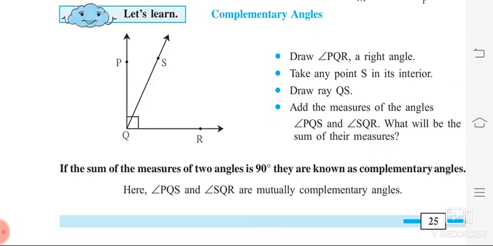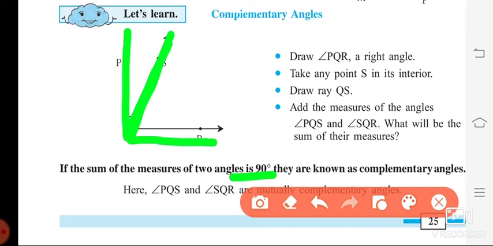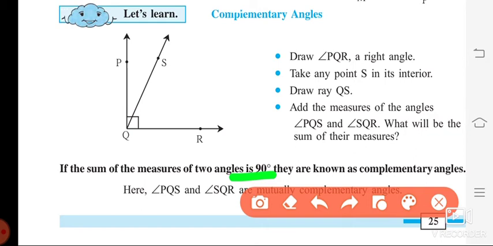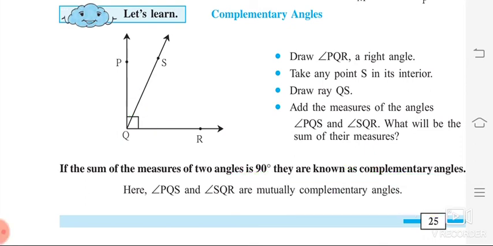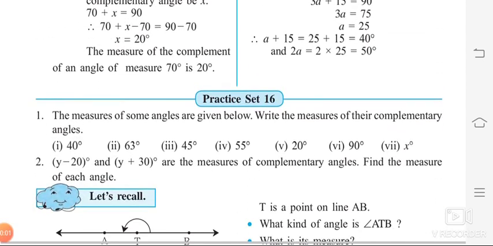Later on we learned about complementary angles. If the sum of the measures of two angles is 90 degrees, then they are known as complementary angles. You can see here this is PQS and SQR. These two angles are forming a complementary pair. So children, see, both of them are acute angles, isn't it? So always remember, two acute angles make a complementary pair. Later on we have solved sums on it.